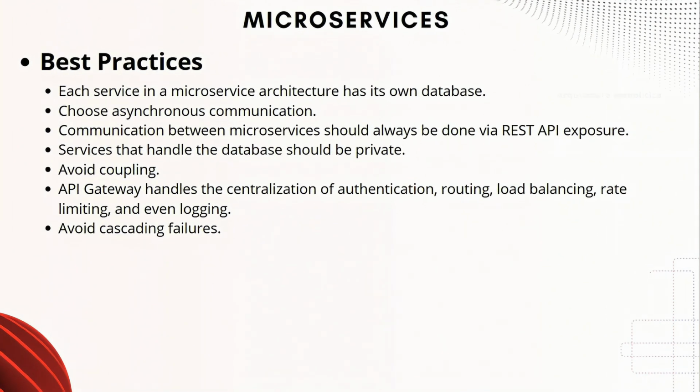And the best practices for microservices. Each service in a microservice architecture has its own database. Preferably use asynchronous communication. Communication between microservices should be done through REST API exposure. We should avoid coupling. The API gateway should centralize authentication, routing, load balancing, rate limitation, and logging. Everything should happen within it. It is like a Swagger.